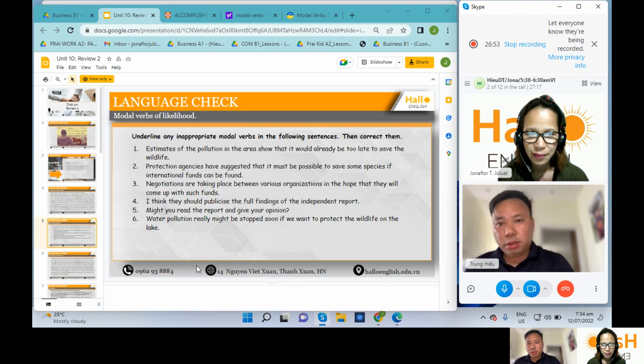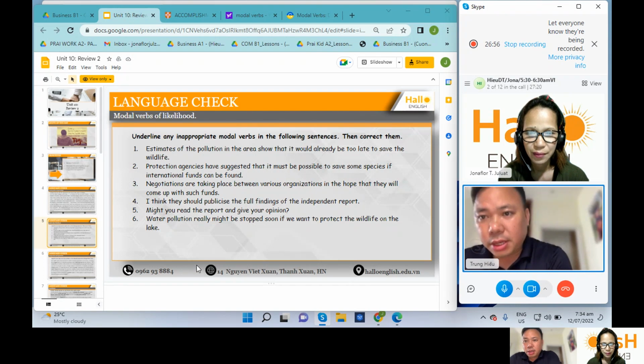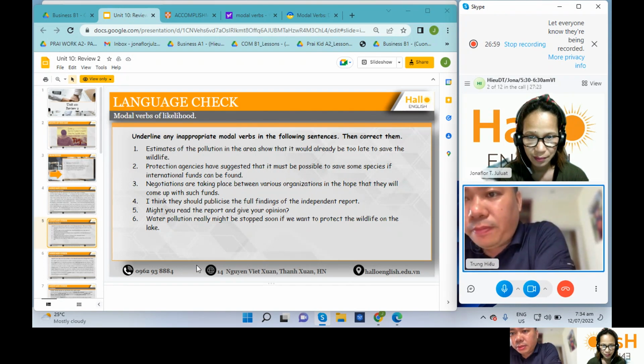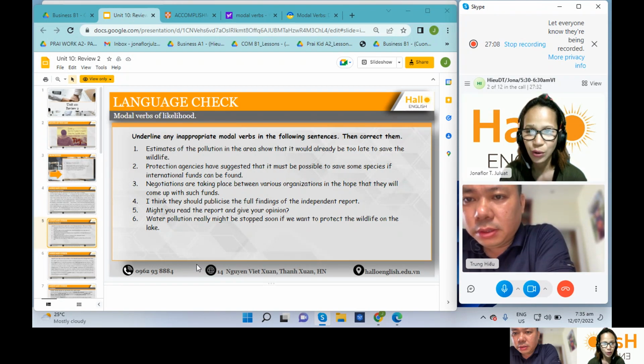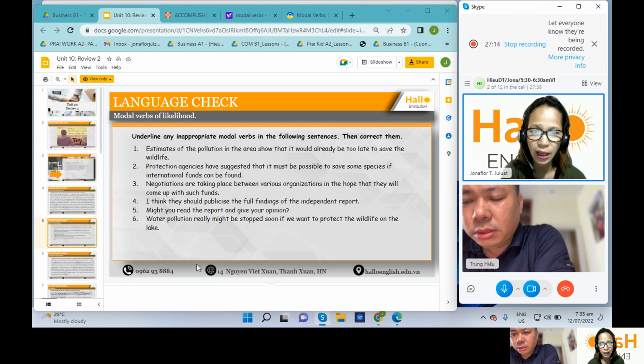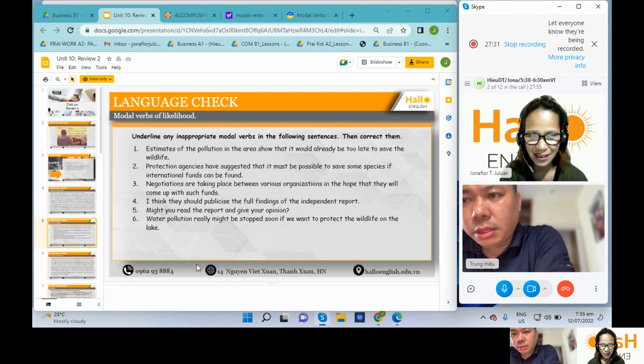Water pollution really might be stopped soon if we want to protect the wildlife on the lake. Water pollution really blank, we stop soon if you want to protect the wildlife on the lake. From the word really, you are demanding, right? Yes. What will be the modal verb?